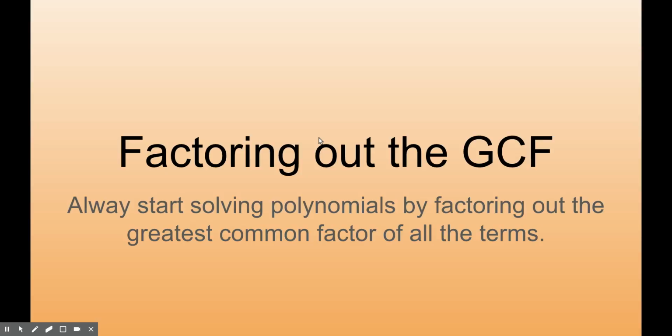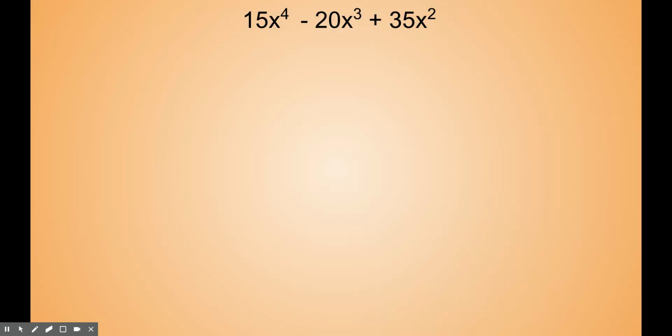There are multiple techniques for solving polynomial equations, but the first thing you always need to do is factor out the greatest common factor. This tutorial is about factoring the greatest common factor from polynomials. In this example, 15x to the fourth minus 20x to the third plus 35x squared, we're going to factor out the greatest common factor. To determine the greatest common factor, you should find the prime factorization for each term.